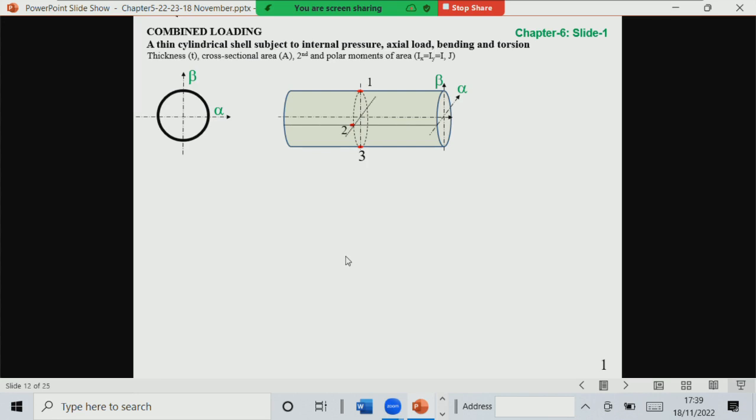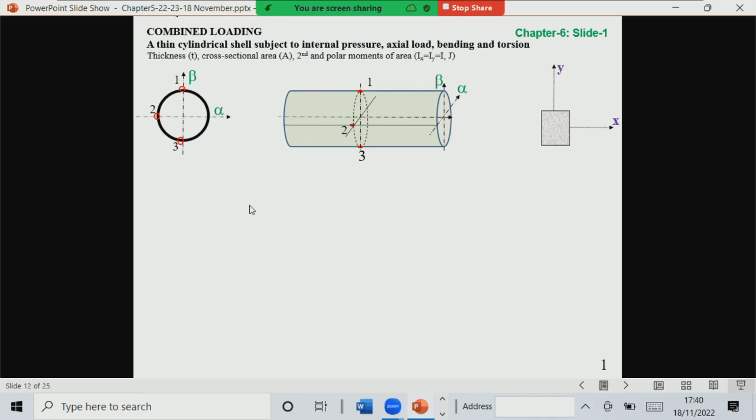Now, say we've attached strain rosettes at these 3 points, or you're after the stress and strain components at these 3 locations. One at the very top of this cylinder, similar to the strain rosettes you had in the lab. Yours were somewhere here. And one is located along the axis Z in the alpha Z plane, and one is located at the very bottom of the cylinder. So one at the very top, one at the very bottom, and one in the middle. Now this thin walled cylinder is subject to internal pressure, axial load, bending, and torsion. So based on the superposition rule, we are interested to find the stress components at these 3 locations. You can see them on this slide.